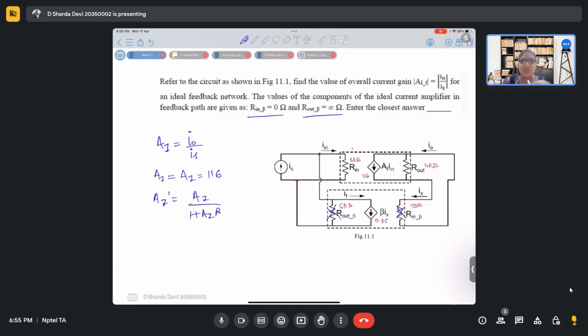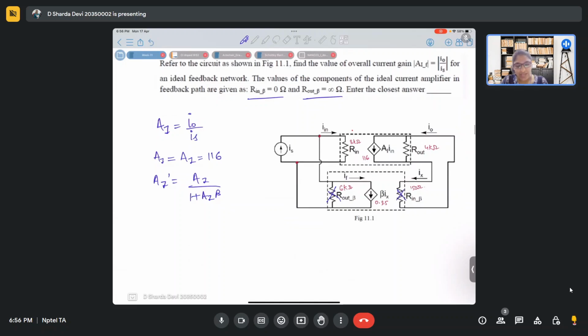So open circuit we can disregard, no? Actually it is in parallel. If it was in series, you could not have disregarded that. So that also comes into picture, because being in series and being in parallel, short circuit and open circuit have different significances.